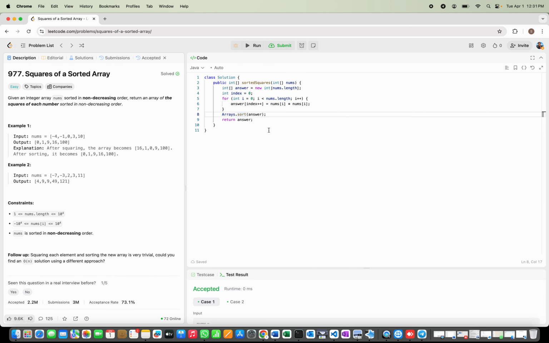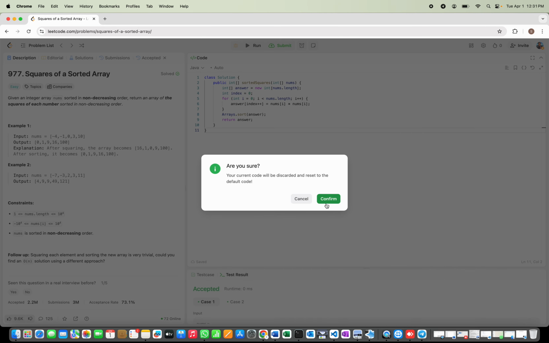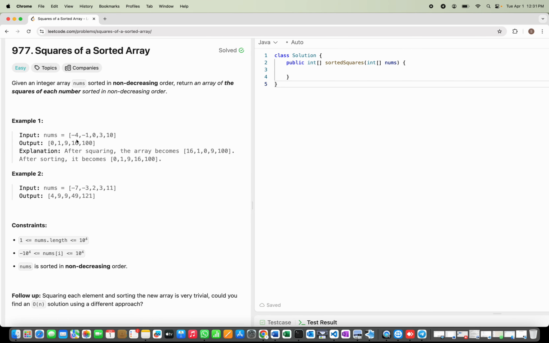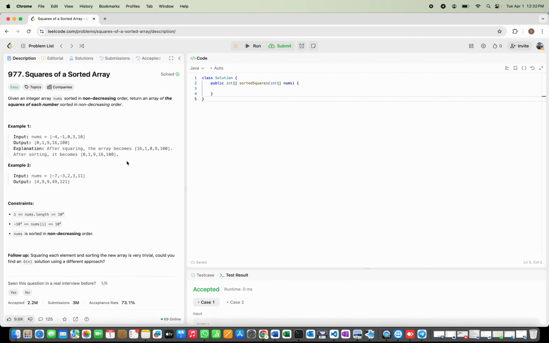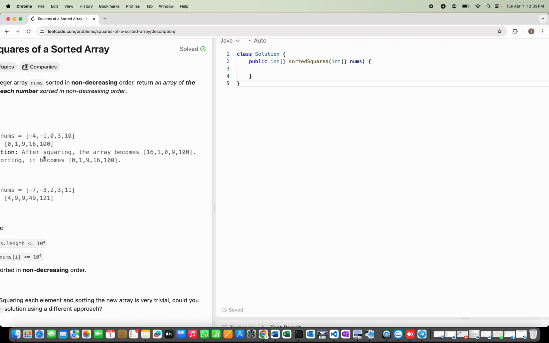So there's another way to do this. If we look closely, you can see that there's positives and then there's negatives, right? The negatives, if we take the absolute value, are always going to be in descending order, right? So we can take that to our advantage and use two pointers to solve this.